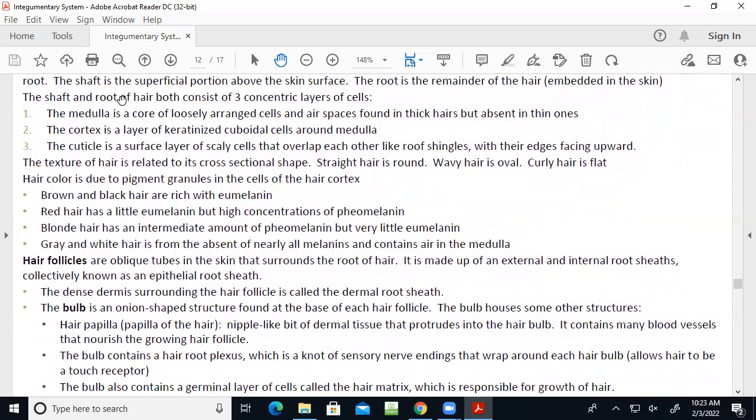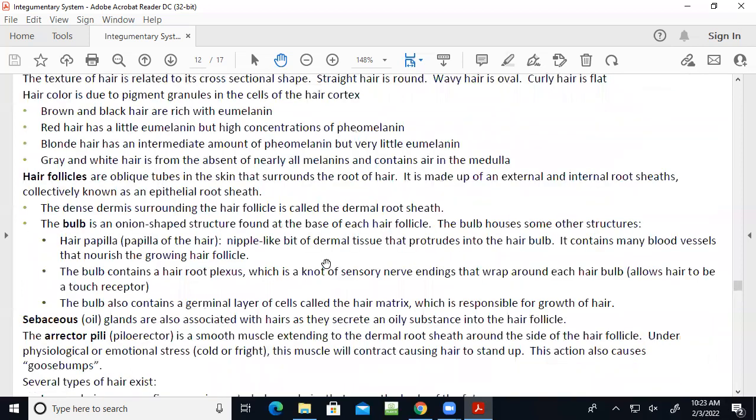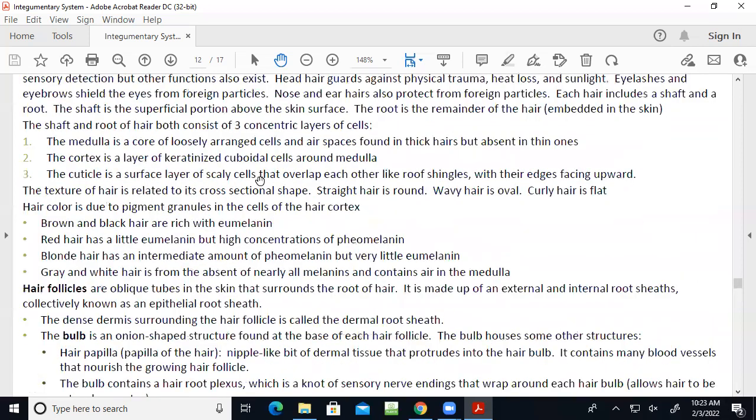Both the shaft and the root of our hair consist of 3 concentric layers of cells, and we can see those here in our picture on the bottom, letter C. Now, the hair root is just shown here in the bracket because surrounding it, we'll talk about what the hair follicle is in a second. But you can see these 3 ringed layers, okay? And this purple layer, the outer layer, is what we call the cuticle, the surface layer of scaly cells overlapping each other like roof shingles with their edges facing upward.